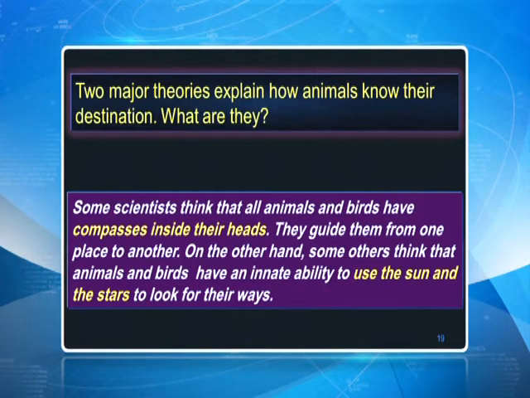This is your question, and this is the answer. Some scientists think that all animals and birds have compasses inside their heads. This is the first thought. The second sentence, they guide them from one place to another. This is the point of view of some scientists.